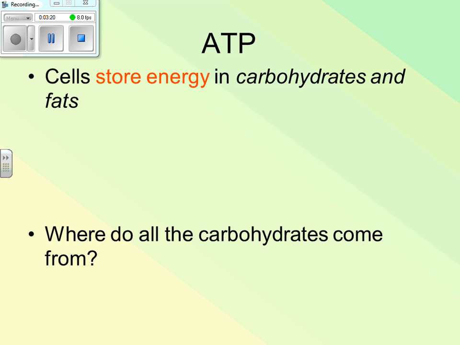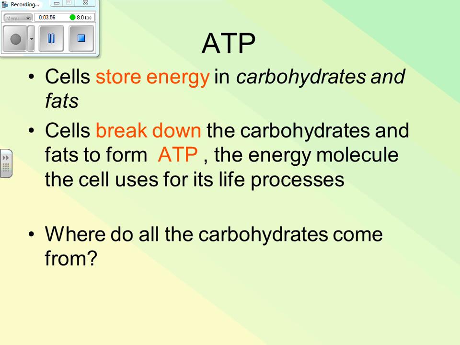Before we get into this whole process of photosynthesis, I want to back up and talk about a molecule called ATP. ATP is what eventually happens to the sun's energy. It is an energy molecule that living things use to power reactions, to get energy from the food that they eat or the sun that gets collected. Cells store energy in carbohydrates and fat, but then we use that energy to make ATP. Cells break down, of course, those carbohydrates and fats to form ATP and then use it for life purposes.